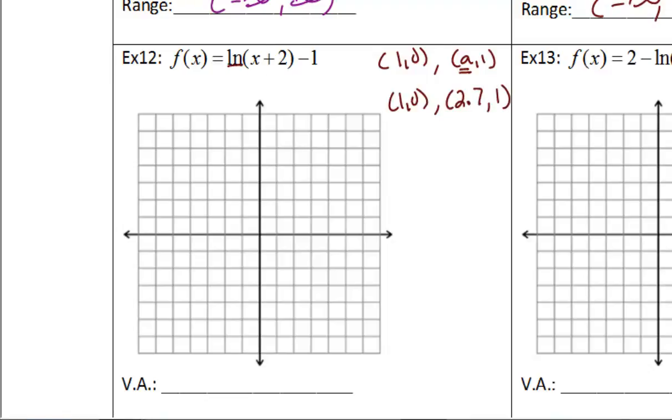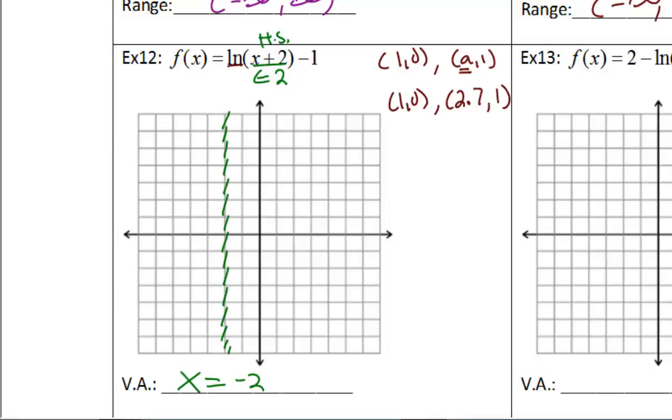Let's figure out our shifts here. This number is inside here with x, so this makes it a horizontal shift. Horizontal shifts are opposite what they say there. A plus 2 moves me left 2 units. Remember, horizontal shifts determine my new vertical asymptote, so my vertical asymptote is x equals negative 2. Let's go ahead and draw my vertical asymptote of x equals negative 2 in here.